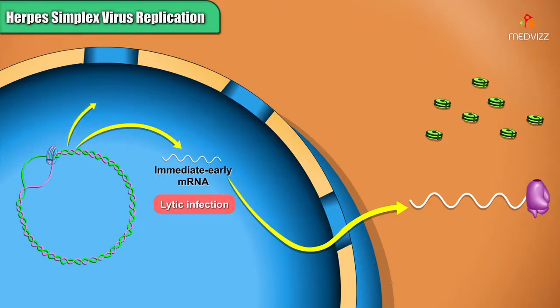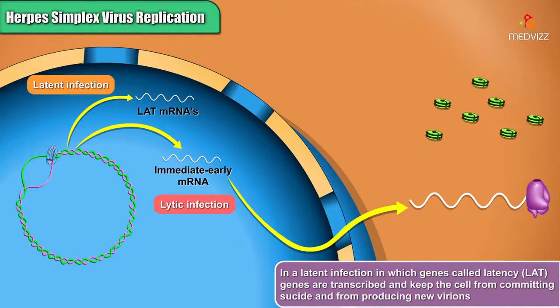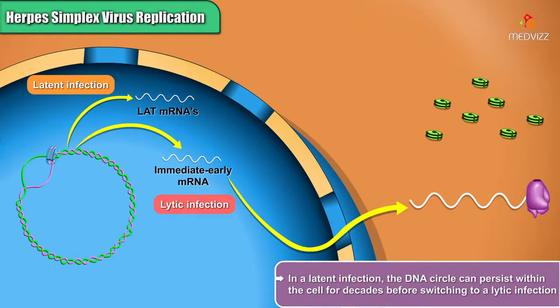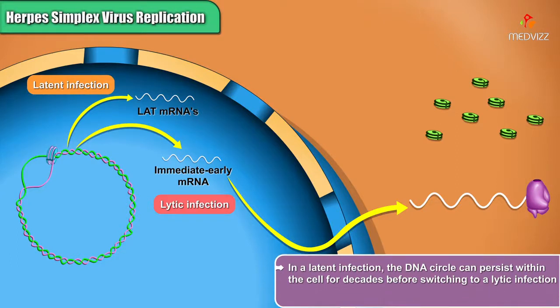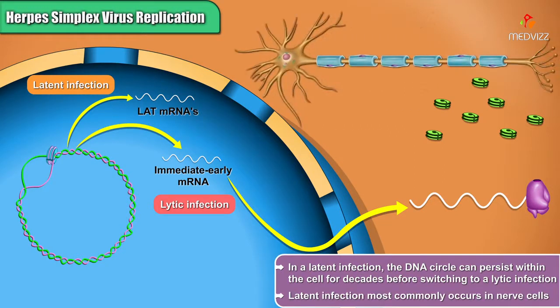However, the virus could have entered a pathway called a latent infection, in which genes called latency or LAT genes are transcribed and keep the cell from committing suicide and from producing new virions. In a latent infection, the DNA circle can persist within the cell for decades before switching to a lytic infection. Latent infection most commonly occurs in nerve cells.